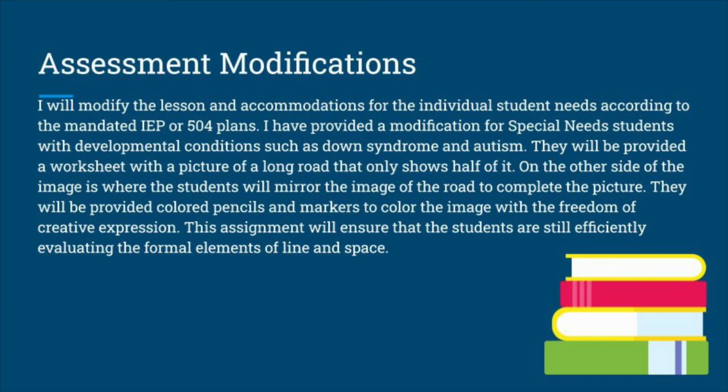I have provided a modification for special needs students with developmental conditions such as Down syndrome and autism. They will be provided a worksheet with a picture of a long road that shows only half of it. On the other side of the image is where the students will mirror the image of the road to complete the picture. They will be provided colored pencils and markers to color the image with the freedom of creative expression. This assignment will ensure that the students are still efficiently evaluating the formal elements of line and space.